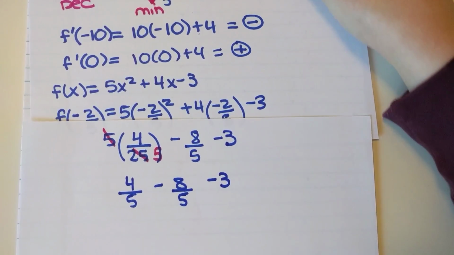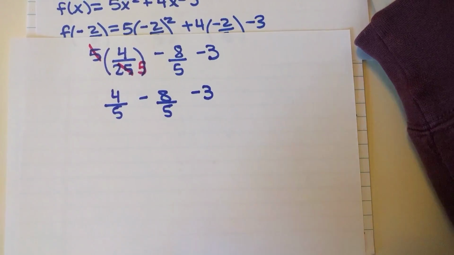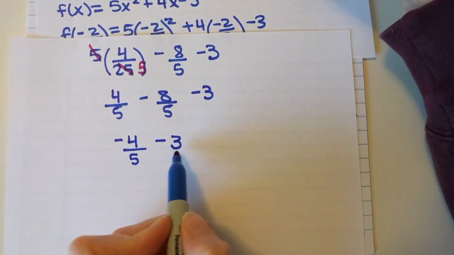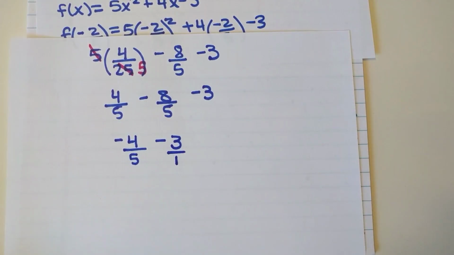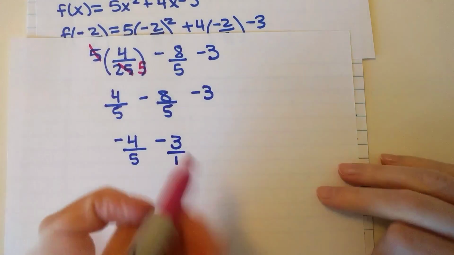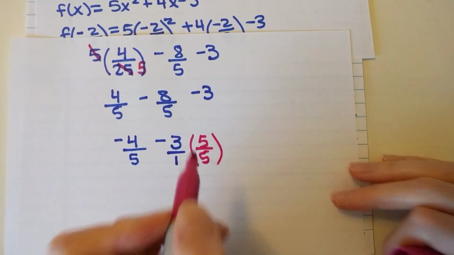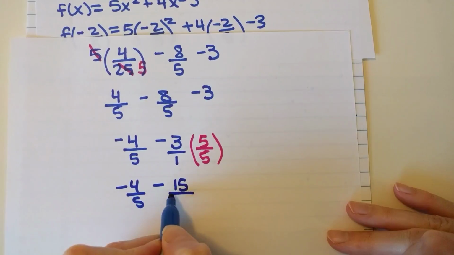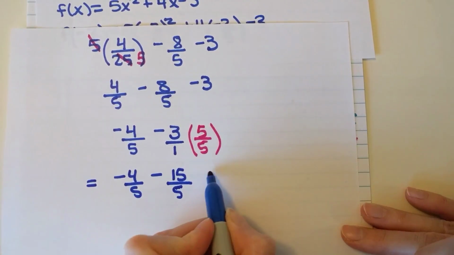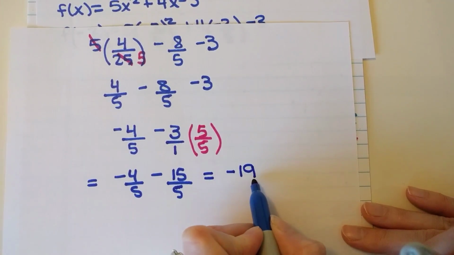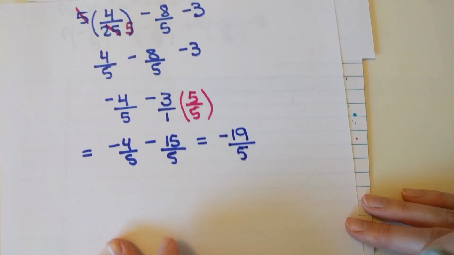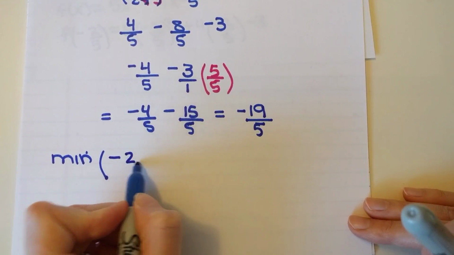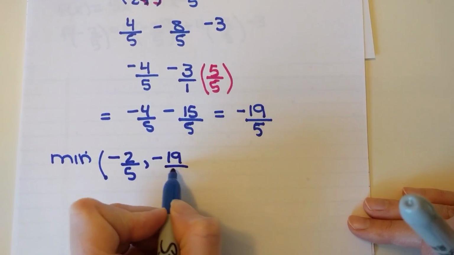You then can combine the 4/5 and the negative 8/5 because they have a common denominator, which gives negative 4 over 5 minus 3 over 1. We then need to get a common denominator, so we multiply this by 5 over 5, and that will give us negative 4/5 minus 15 over 5. And so now we have a common denominator, we can say it's negative 19 over 5. So our relative minimum will happen at the point negative 2/5, negative 19 over 5.